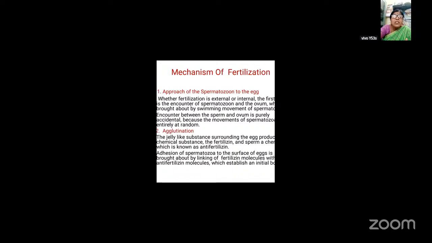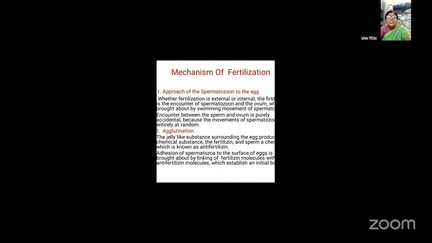Is it okay? Because we know that whether it is external fertilization or internal fertilization, sperms are motile and they show swimming movement. The sperms have to go near the egg. So how do they go? Here they are saying the agglutination process has to take place, because surrounding the egg membrane you have a jelly-like substance. It produces a chemical substance which we call fertilizin. Simultaneously, the sperm also will produce another substance which is called antifertilizin.